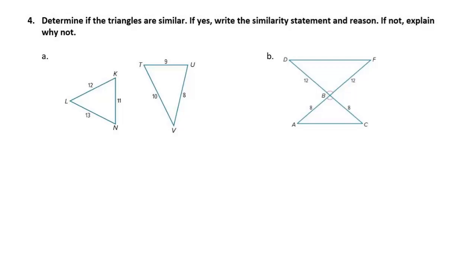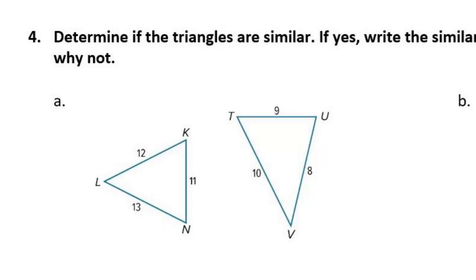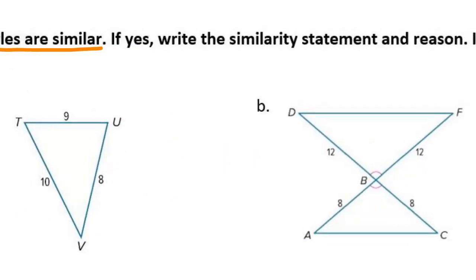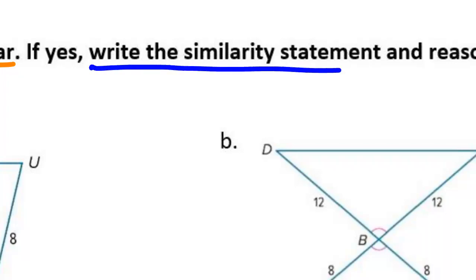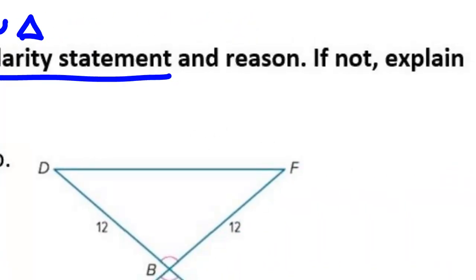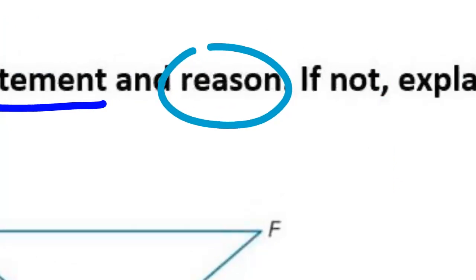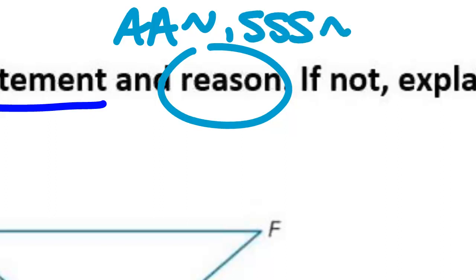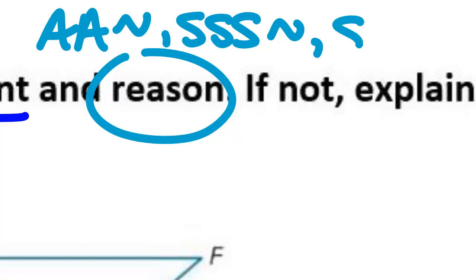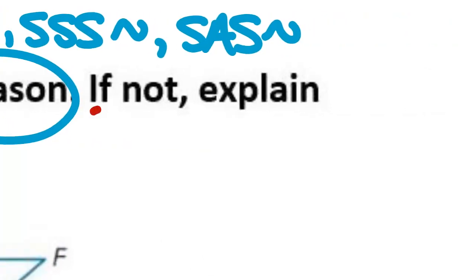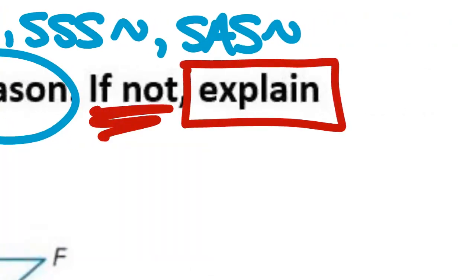Number 4 has several parts to it. A, B, C, D, E, F. We're supposed to determine whether or not the triangles are similar. If we decide that they are similar, then we need to write the similarity statement. So triangle something similar to triangle something else. And the reason. Things that we can use as reasons would be angle-angle similarity, side-side-side similarity, and side-angle-side similarity. If they're not similar, then we have to explain why.